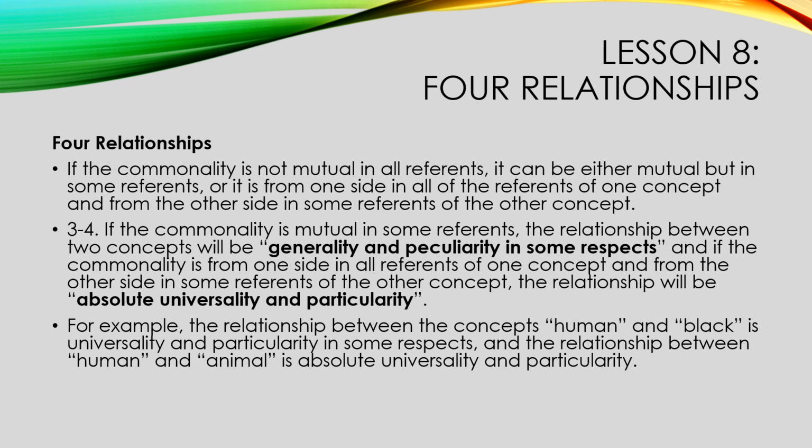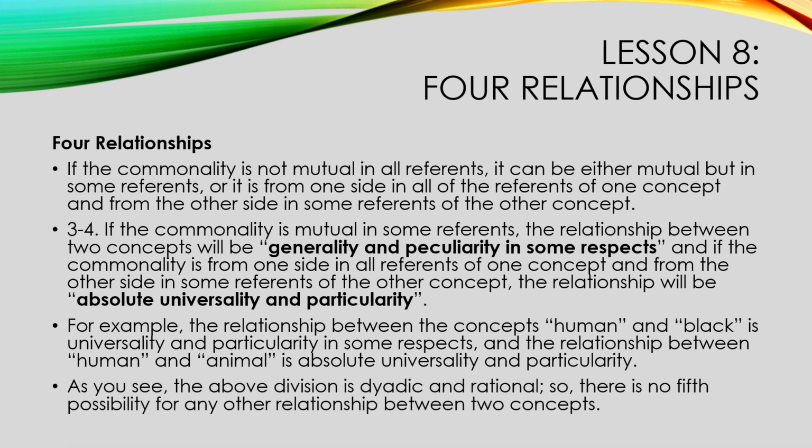For example, the relationship between the concepts human and black is universality and particularity in some respects. And the relationship between human and animal is absolute universality and particularity. As you see, the above division is dyadic and rational. So there is no fifth possibility for any other relationship between two concepts.